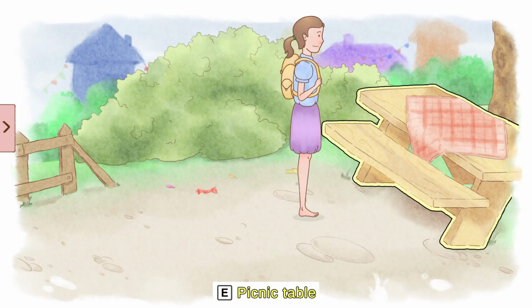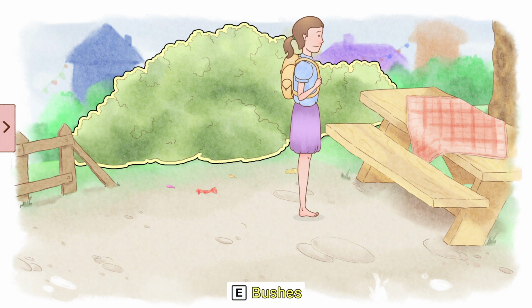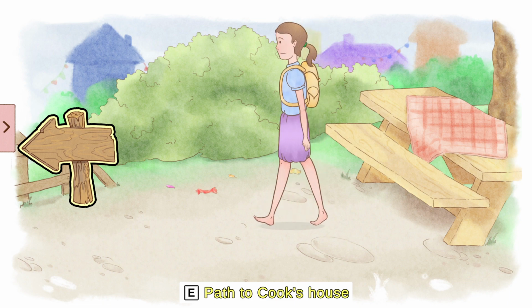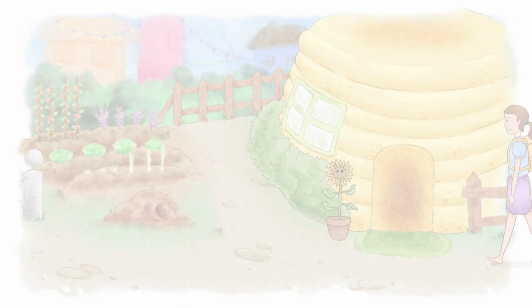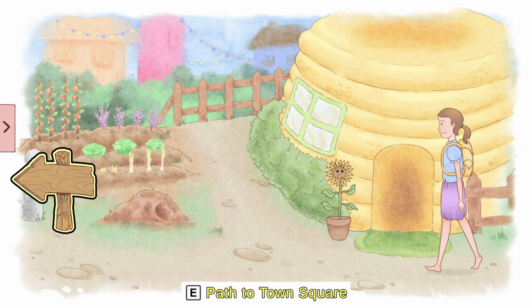Picnic table. Yeah, Grandpa. Press side menu. Path to cook's house. Maybe it was you. Bushes. Path to cook's house. Maybe we need to get some sweeties and bribe them with them. I don't know why we would do that. Auto saving. Path to town square. Rabbit hole. Path to town square. Activity with the rabbit hole.